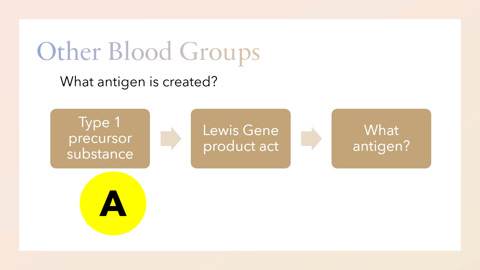What antigen is created? I have type 1 precursor substance. I have the Lewis gene product. And what antigen do I get? I get Lewis A.